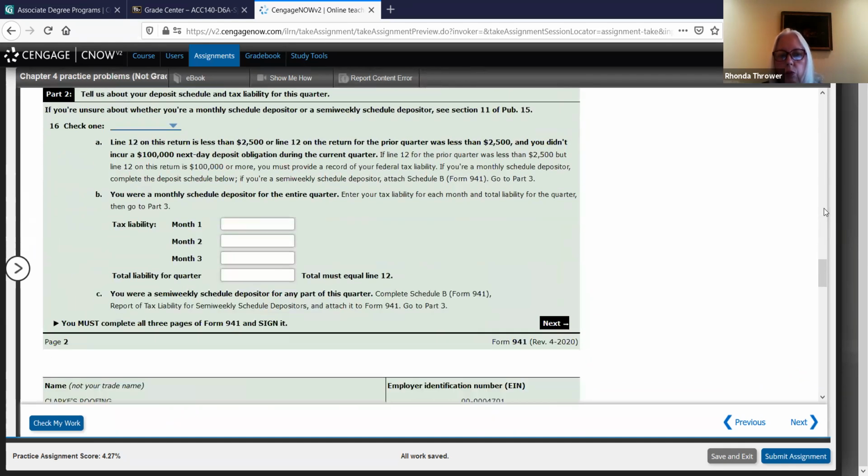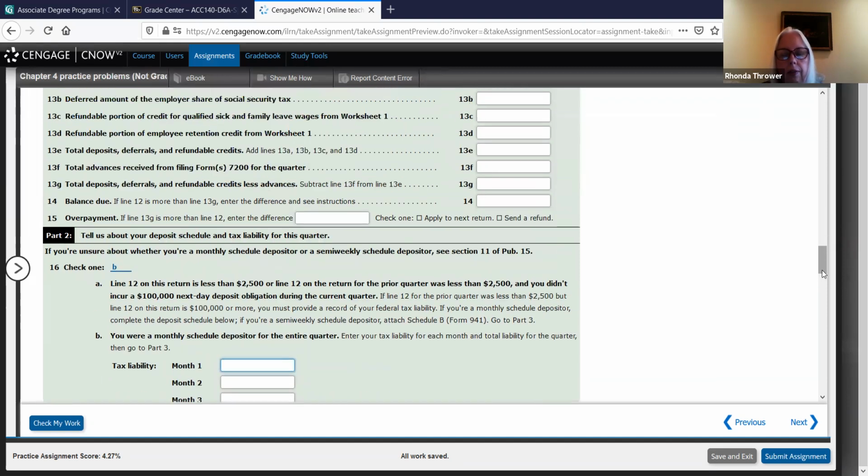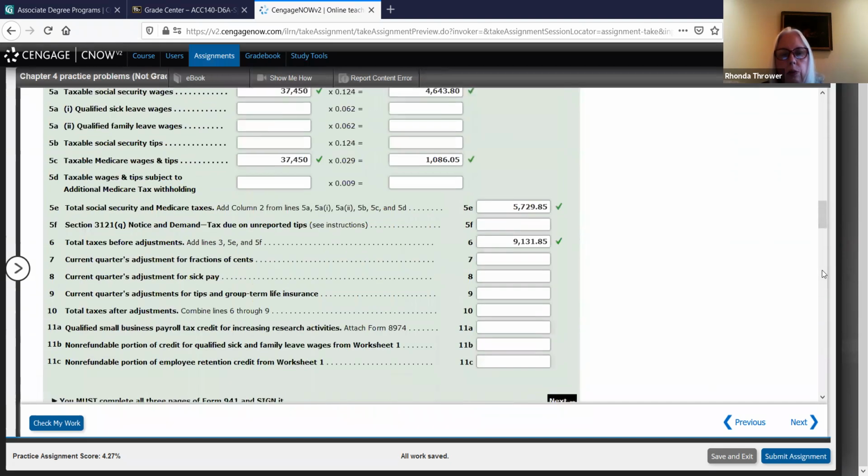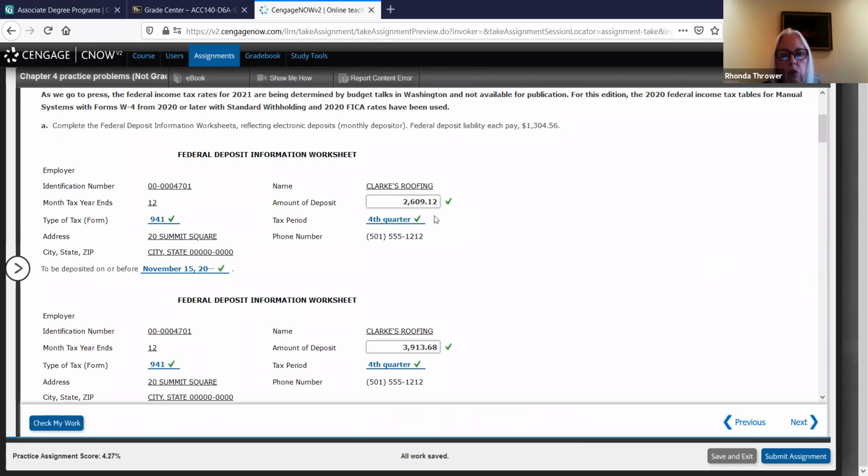So what I'm going to do is skip ahead to part 2 and enter the information in line 16. They give you a choice of whether it's A, B, or C. Remember, they told you that you were a monthly depositor, so the only one this could be was B. Your tax liability for the first month, remember, comes from those tax deposits or the coupons that we prepared. The first tax deposit was $2,609.12.